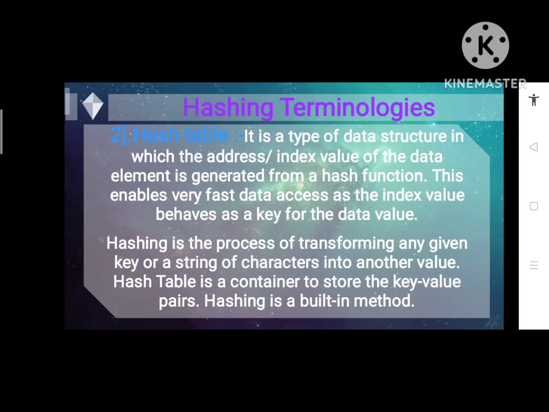In which the address and key value of the data element is generated from a hash function. It means that it's a type of data structure which has an index value like an array. Array is a type of data structure. It has an index value, right? It has a location to store the value. Example, if there is a 24 value, we will store the 24 value in the third element, in the third box.